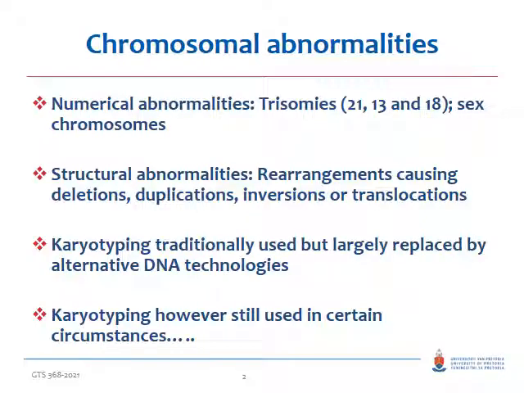During the first section, we will be looking at chromosome abnormalities, which are traditionally divided into numerical and structural abnormalities. Numerical abnormalities will include all the trisomies and sex chromosome abnormalities. Structural abnormalities will include deletions, duplications, inversions, and translocations. Karyotyping was traditionally used, but it is now largely replaced by alternative DNA technologies. Karyotyping is still, however, used in certain circumstances. I will therefore go through the technique for completeness' sake.